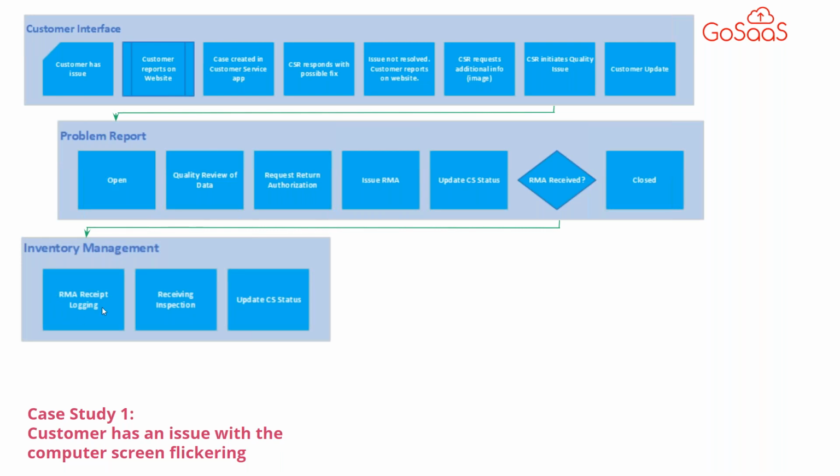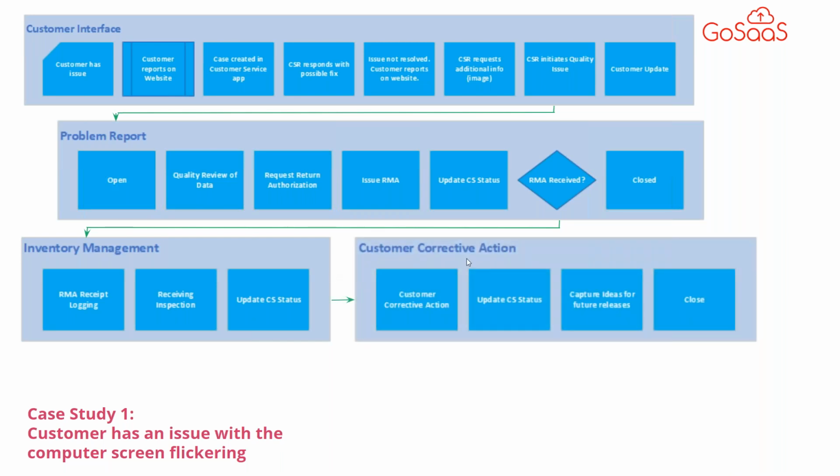We have to log it in. We have to make sure it's okay. We're going to go through a receiving inspection to make sure that the part and the product wasn't damaged during shipping. And we're going to update the status back to the customer, letting them know that this has been received and we are working on it. We're going to go to the next step.